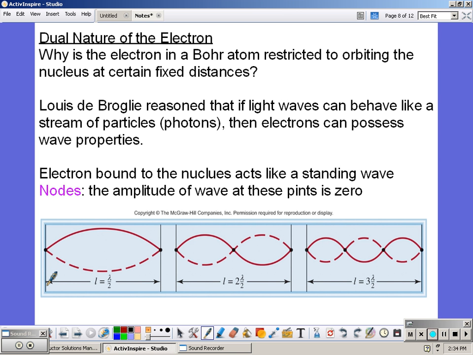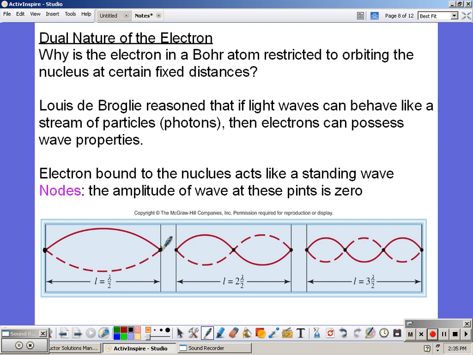De Broglie reasoned that if light waves can behave like a stream of particles, or photons, then electrons should be able to possess wave properties. So the electron is bound to the nucleus. It acts like a standing wave. So if you look at the first picture, here's our electron, here is our nucleus, so we have our wave going in between. The nodes are the electron and the nucleus, and the amplitude of the wave at those points is 0.